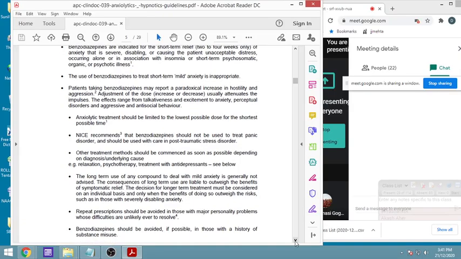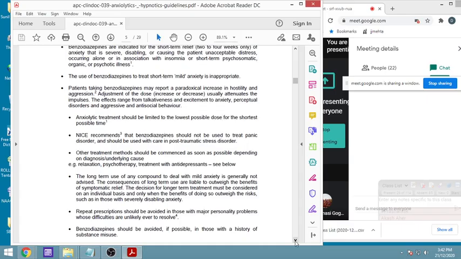The NICE guideline recommends that benzodiazepine should not be used to treat panic disorders and should be used with care in post-traumatic stress disorders. So this is very important. Their use should be restricted only to OCDs and generalized anxiety disorder, or GAD as we call it. Other treatment methods should be commenced as soon as possible depending on the diagnosis and underlying causes. As I told you, other methods are cognitive behavioral treatment, including relaxation, psychotherapy, and treatment with antidepressants. Long-term use of any compound to deal with mild anxiety is generally not advised.